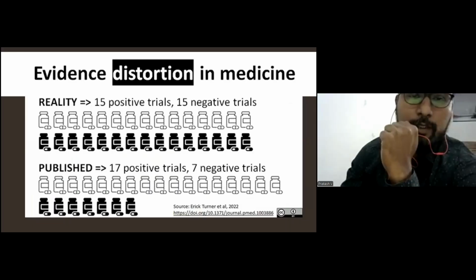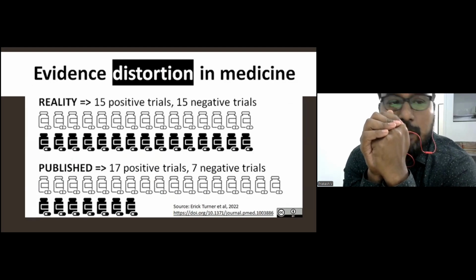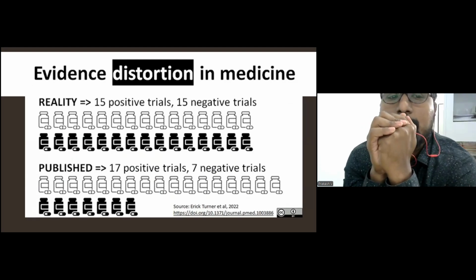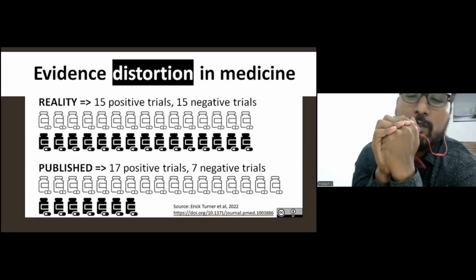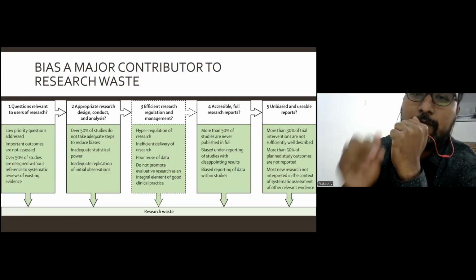This is an example of publication bias. You can see that out of 30 studies, there are 15 positive trials and 15 negative trials. But what is published is actually more positive trials than negative trials. So we will end up showing that most studies are positive, which suggests the treatment is effective, because many negative trials are not published.